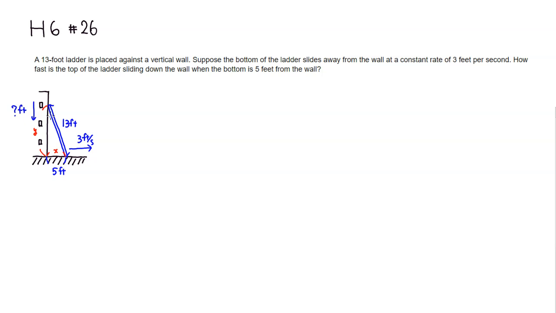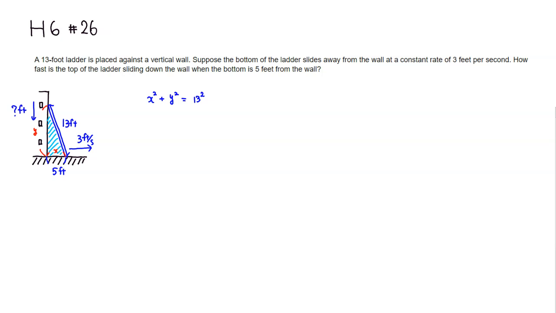Then if you look at it, you can see that there is a right triangle here. We can set up an equation using the Pythagorean theorem. So the Pythagorean theorem goes like x squared plus y squared is equal to 13 squared. I'm going to write that down. We don't need a variable for the length of the ladder because it's not changing. It's a constant. So we have that equation.